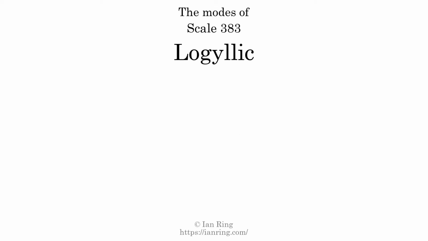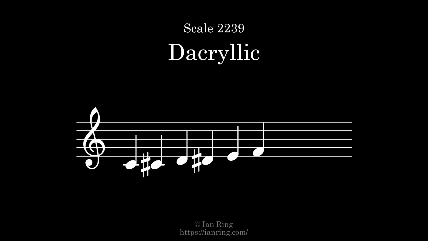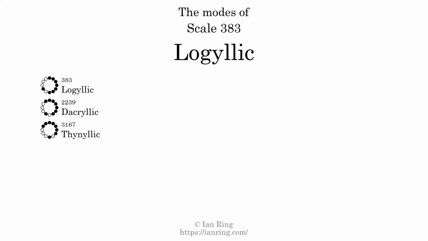This scale has 8 modes. The first mode is itself. The second mode is scale 2239, also known as Logyllic. It sounds like this. The third mode is scale 3167, also known as Logyllic. It sounds like this.